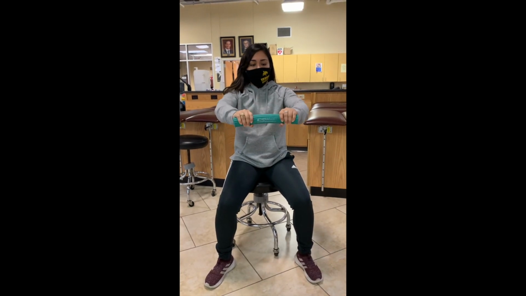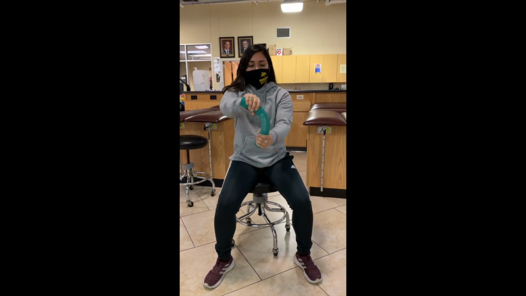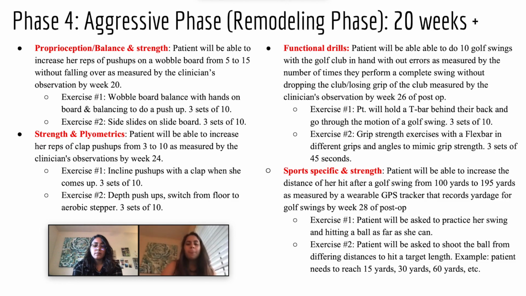Exercise 2 is a grip strength exercise with a flex bar in different grips and angles to mimic the grip strength needed, and they'll do 3 sets of 45 seconds. The justification for these exercises is that it would help the patient in practicing their swing and focus on grip strength in order to be able to perform a complete, proper golf swing without errors.